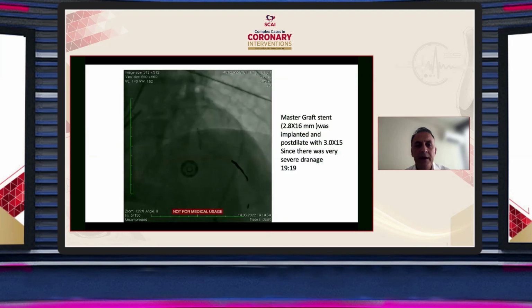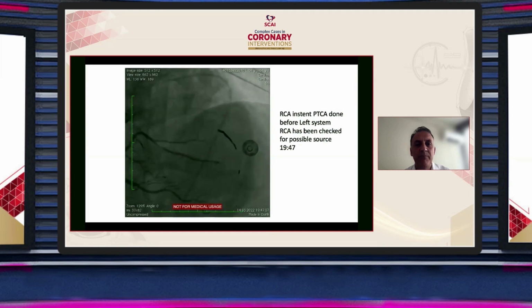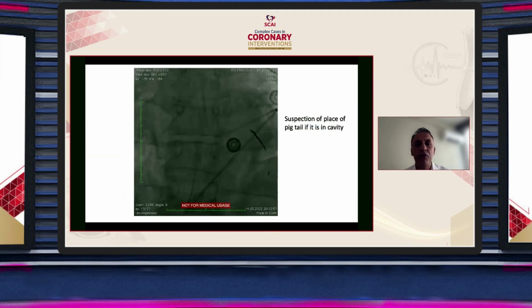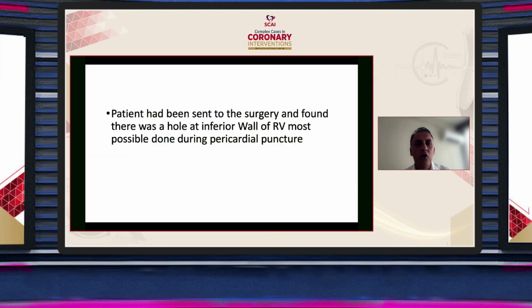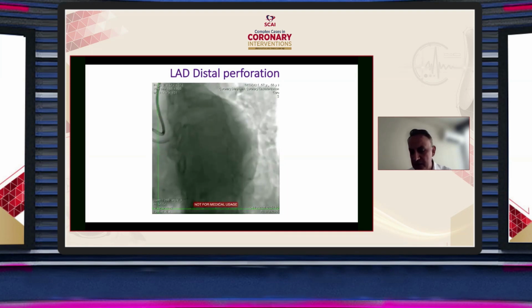And then they tried to close the diagonal. I think it's not necessary, but they did it. And then still they have bleeding. So what's the reason? They still have free bleeding, and they checked the RCA because they did some RCA work before, nothing. And they thought that they were in the right atrium, maybe right ventricle, but it's in the pericardium. So they called me at that time, and I told them, please send the patient to surgery. And the surgeons saw a hole made by the sheath for pericardiocentesis. So to me, it's a very interesting case.